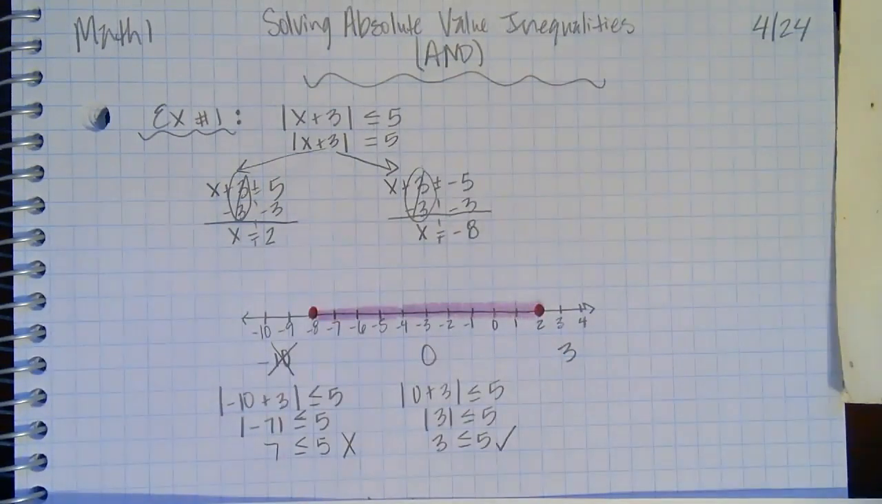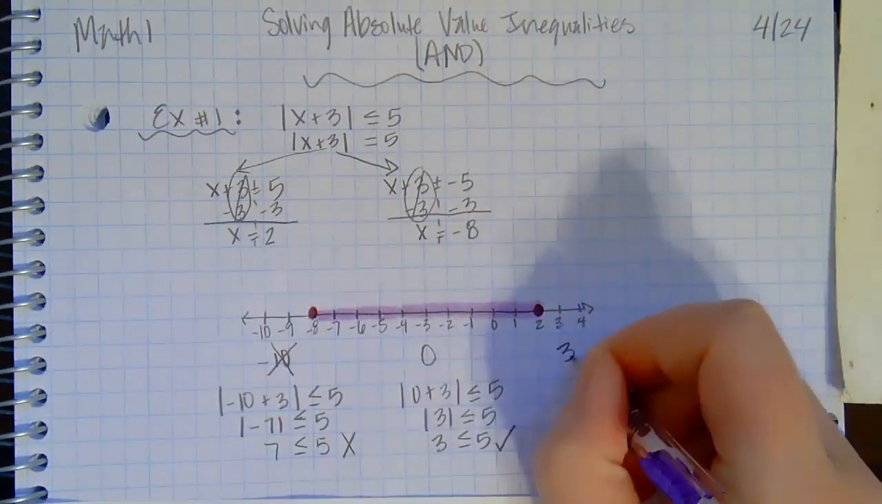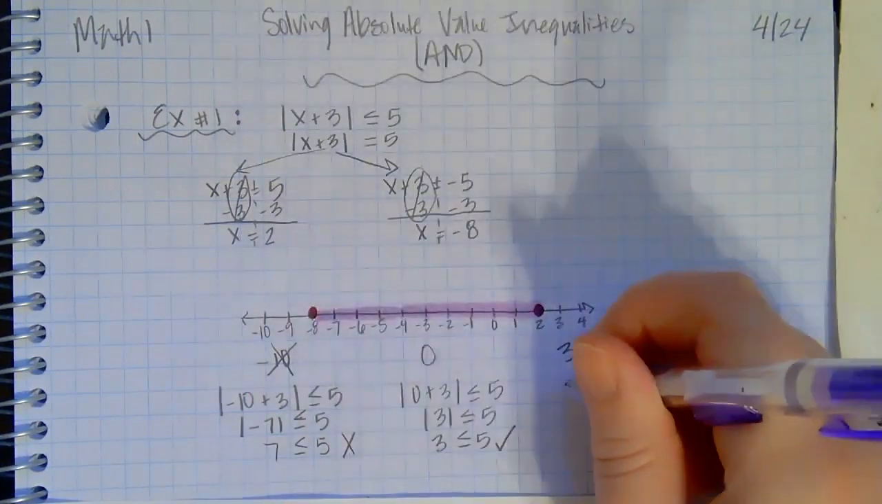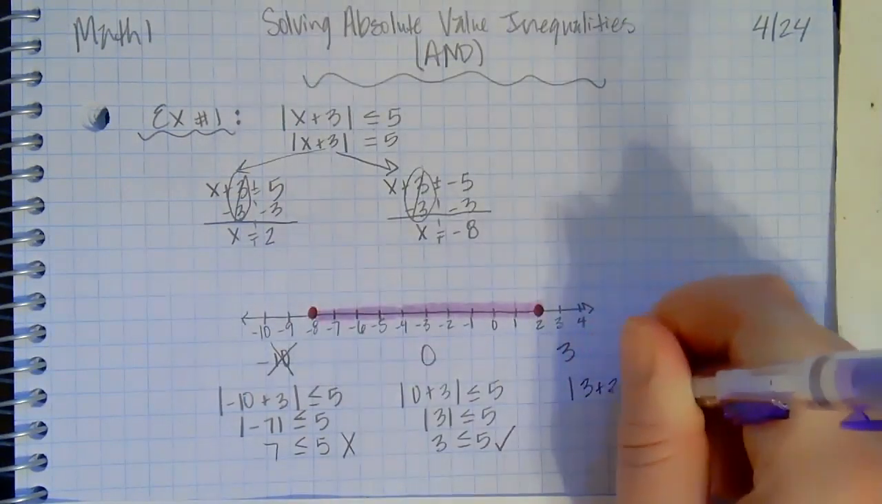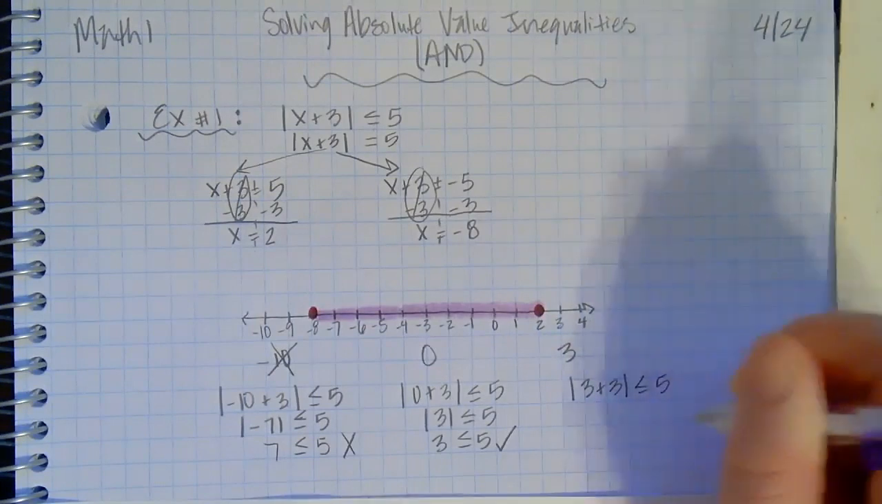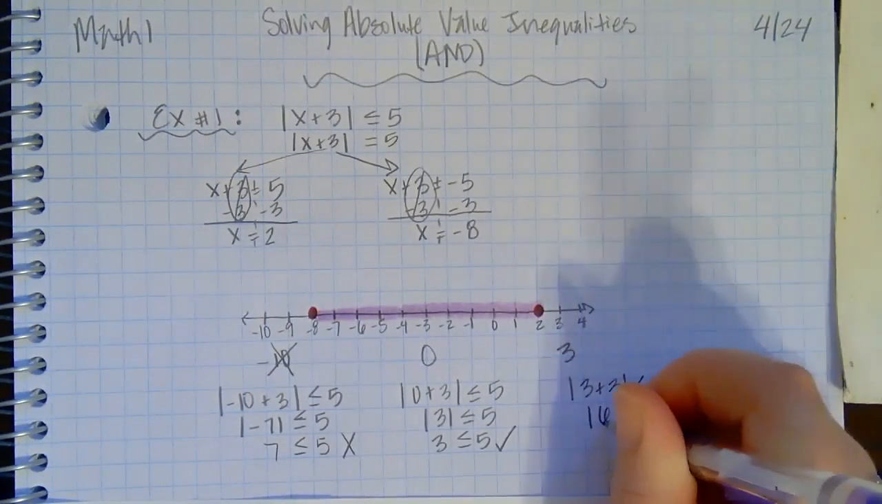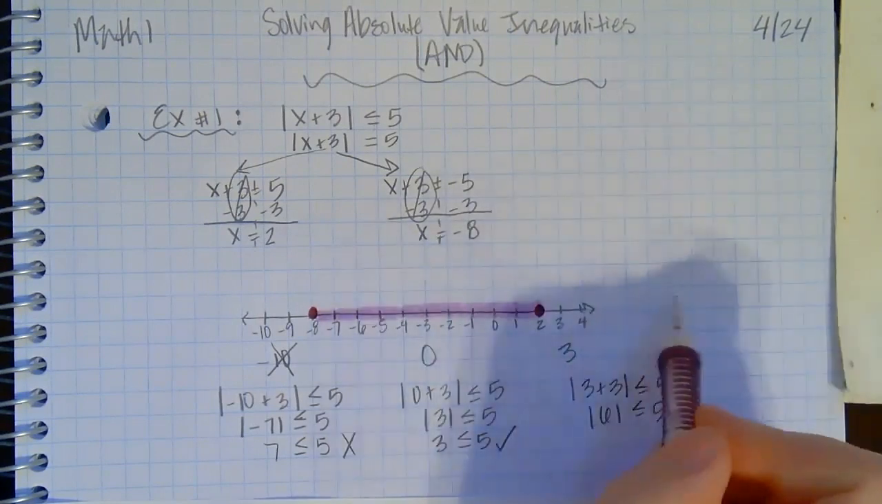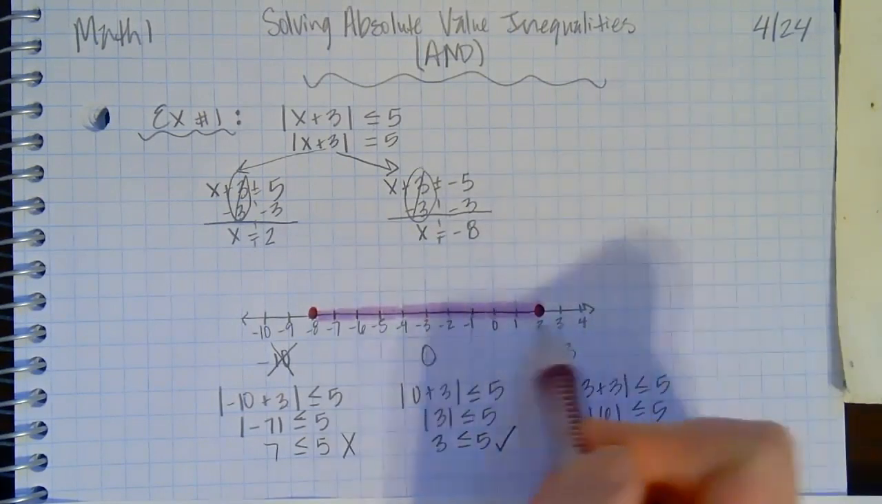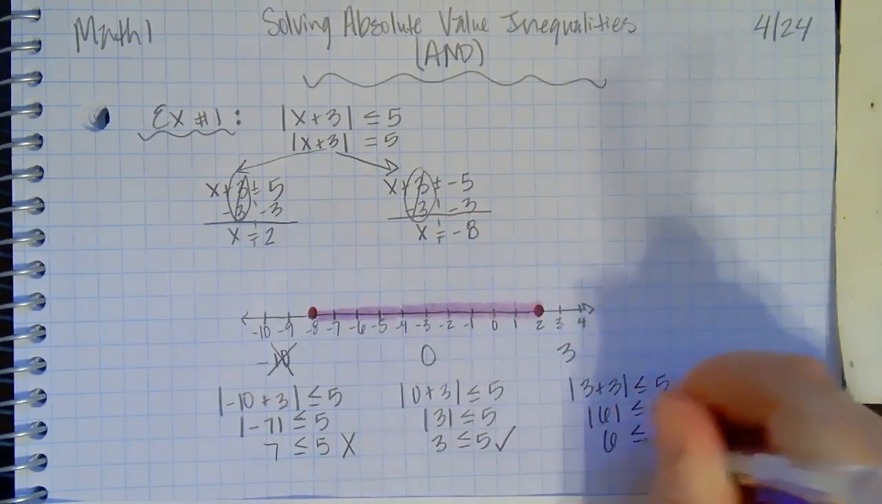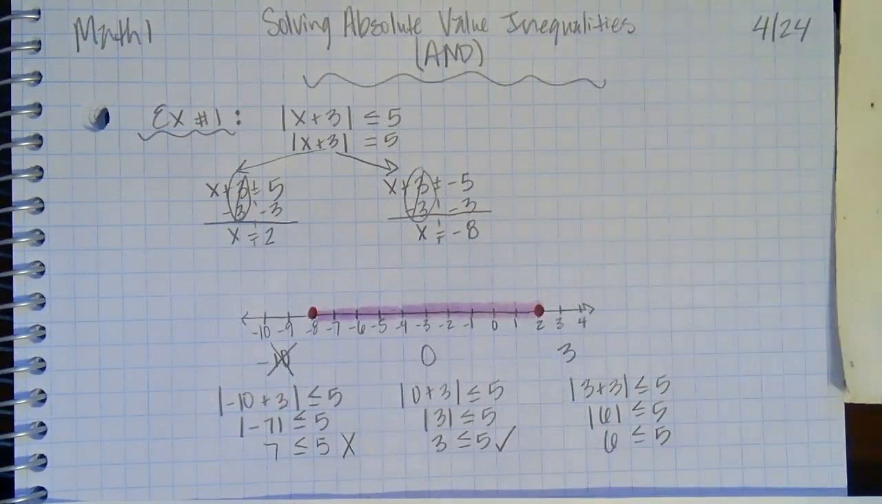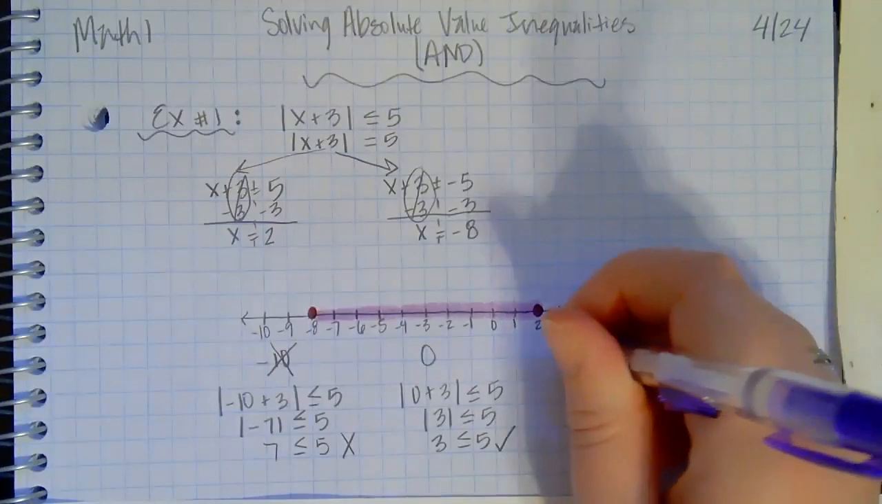And then I'll test that last one, positive 3, and put that in for x here. So absolute value of 3 plus 3, less than or equal to 5. 3 plus 3 is 6. Distance of 6 from 0. 6 would be over here, and it's 6 spaces away from 0. Is 6 less than or equal to 5? No, it is not. So I don't want to shade there.